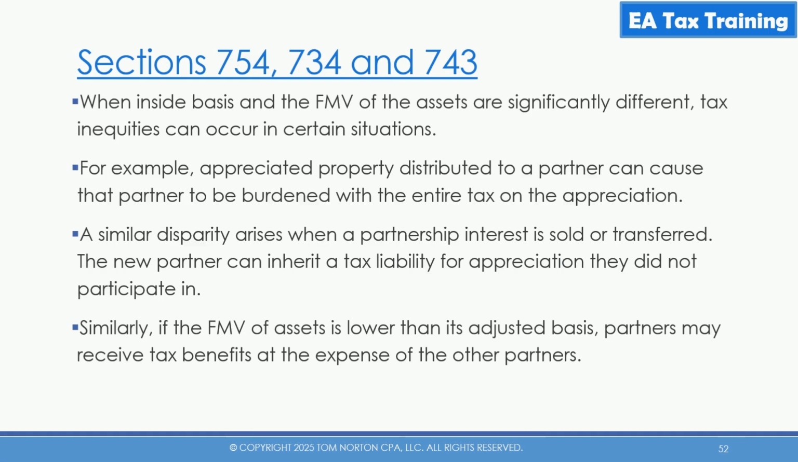So if the fair market value of the asset is lower than its adjusted basis, then that partner who is getting that distribution gets to take all of the loss on their tax return, even though the other partners actually shared in the economic loss. Or the new partner coming in gets the benefit of a tax loss, even though they didn't suffer any of the loss from the drop in value of that asset. So what sections 754, 734, and 743 are designed to do is to remedy this problem.